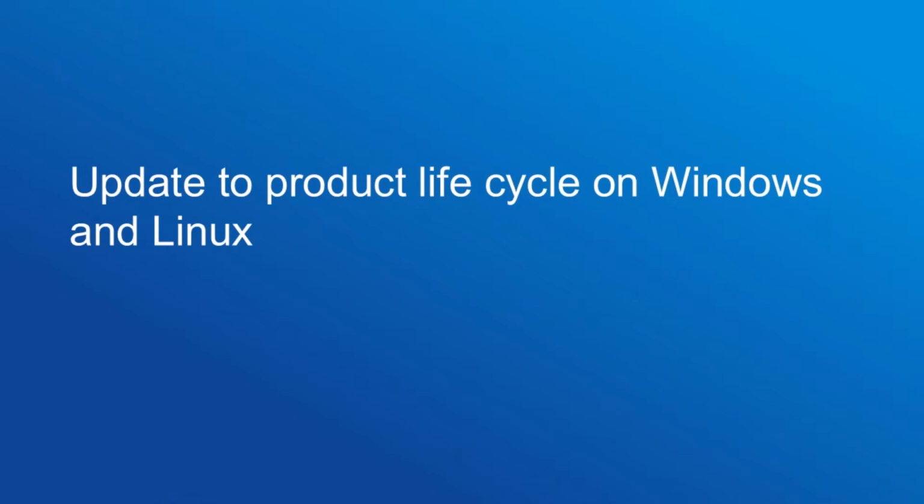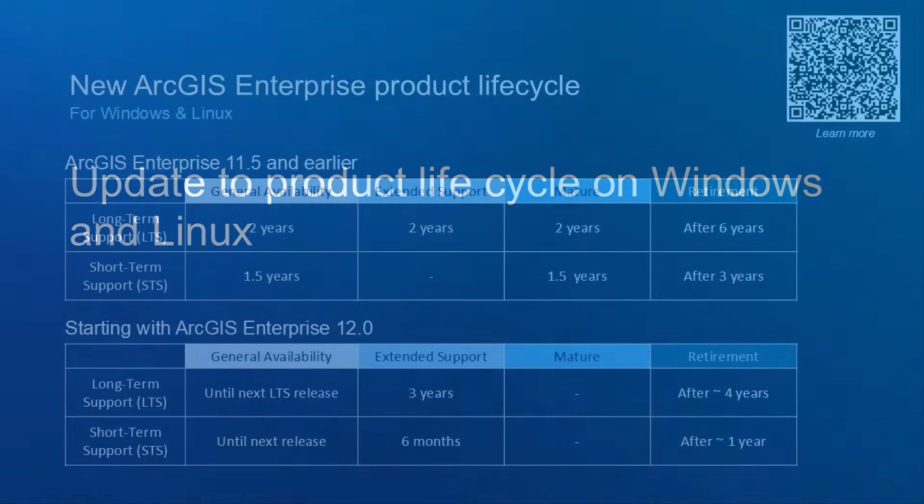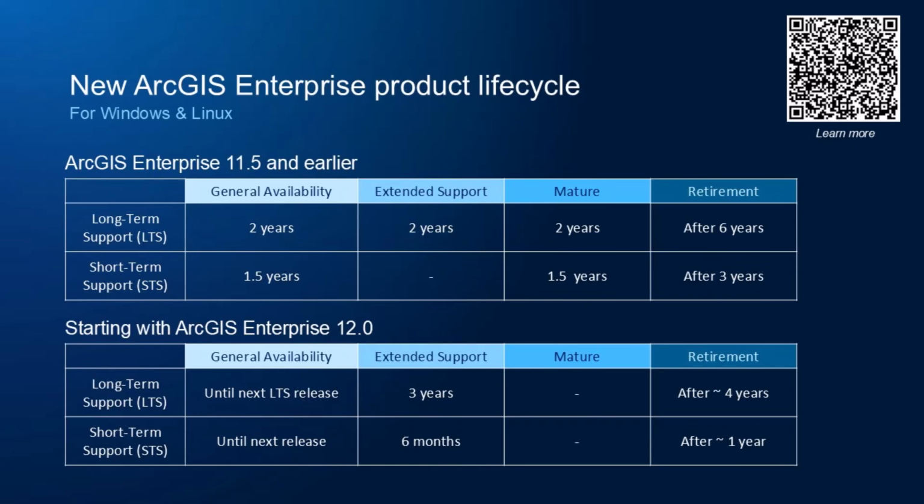Lastly, a final note. There is an update to the product lifecycle for ArcGIS Enterprise on Windows and Linux. This update will provide greater clarity when choosing the right version to upgrade to by reducing the number of versions in general availability at any given time. The update also removes the mature phase of the product lifecycle, meaning that any supported version for ArcGIS Enterprise will always be eligible for security and functional patches. These changes will only apply for versions of ArcGIS Enterprise 12.0 and later. And for more information about this update, please refer to the blog located in the QR code in the corner of the screen.